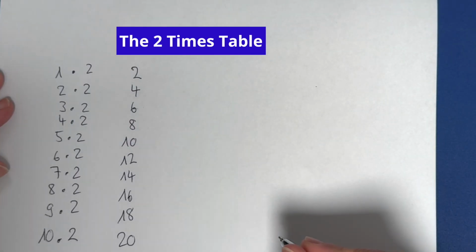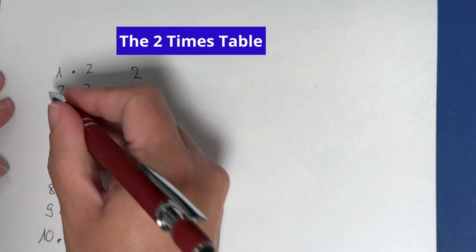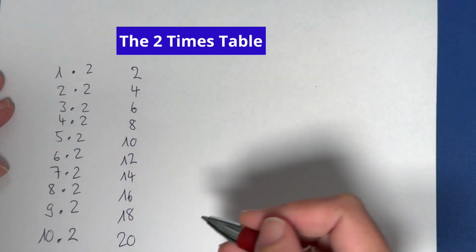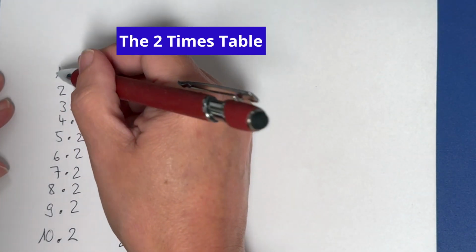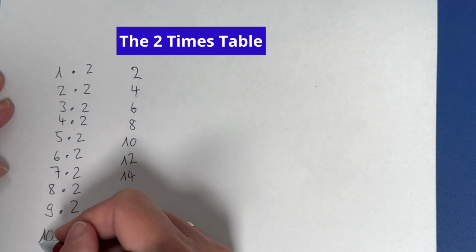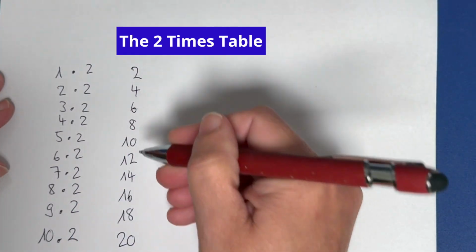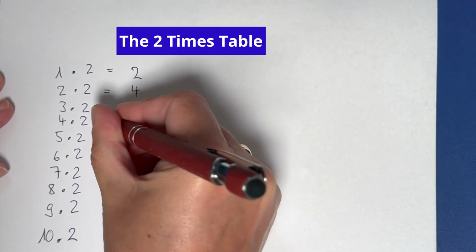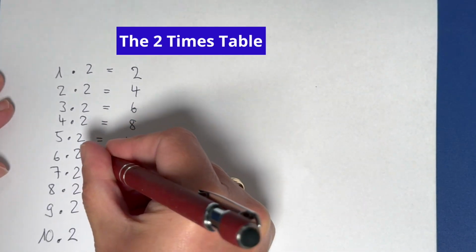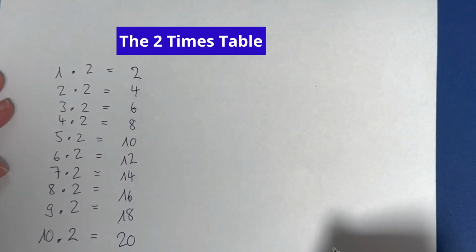And what can we see now? 1 times 2 equals 2. 2 times 2 equals 4, and so on. So what have we done? We wrote down the numbers from 1 to 10. Then we doubled each number, and now we can see that the answers are 2, 4, 6, 8, and so on. So without thinking too hard, we have already written down the 2 times table.